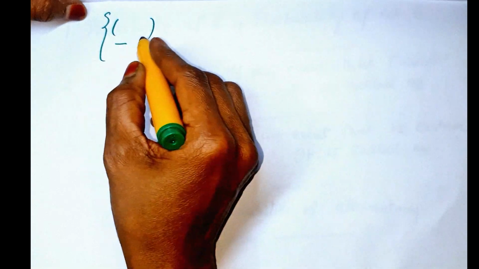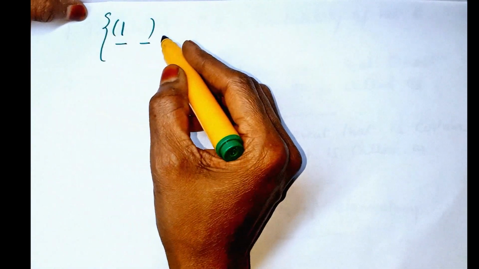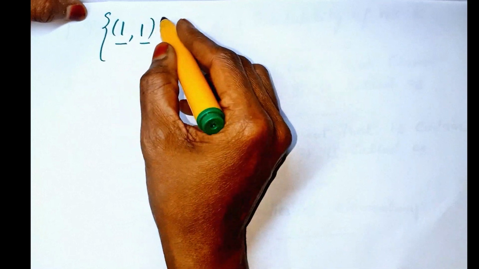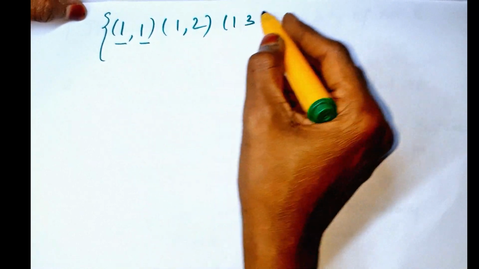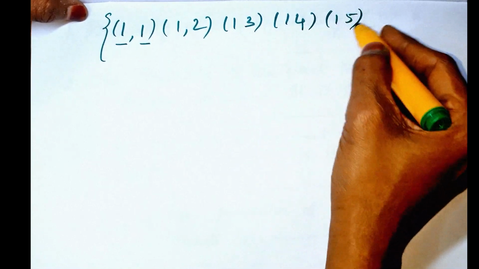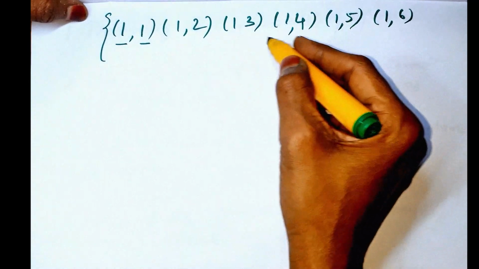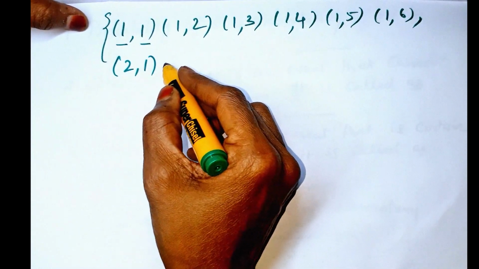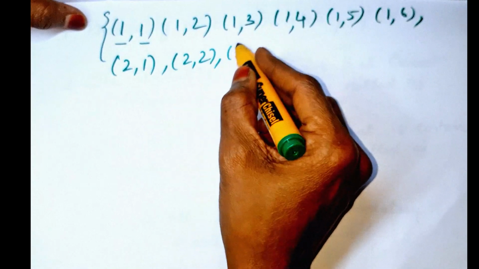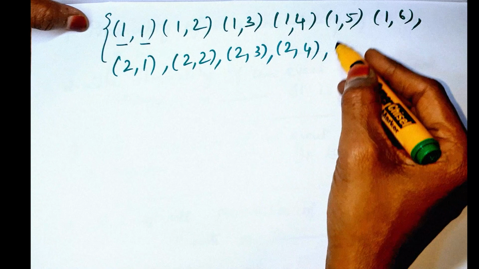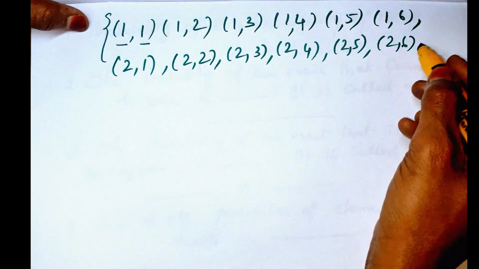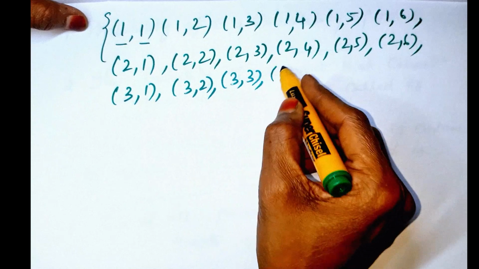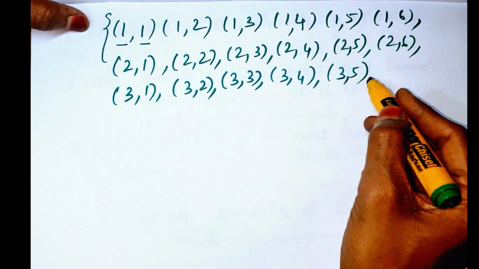See, the first one is the first die and the second one is the second die. Row wise I am going to write. In the first row I will fix the first value as 1, and only change the second value. So 1 1, 1 2, 1 3, 1 4, 1 5, 1 6. Second row I will fix the first value as 2. So 2 1, 2 2, 2 3, 2 4, 2 5, 2 6. Similarly third one is 3 1, 3 2, 3 3, 3 4, 3 5, 3 6.